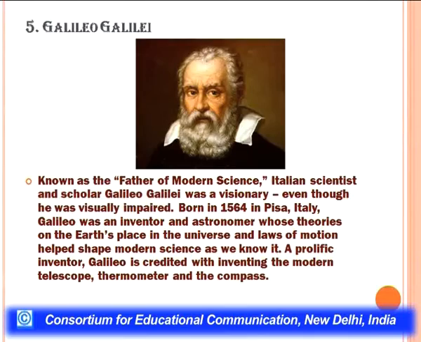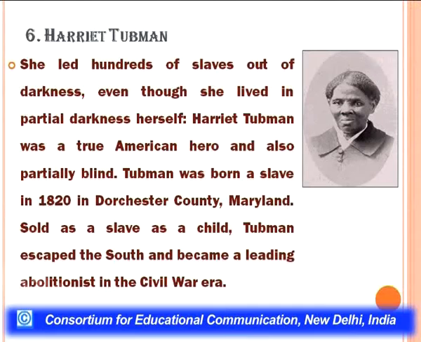Another very famous personality was Harriet Tubman, and she led hundreds of slaves out of darkness, even though she lived in partial darkness herself. She was a social activist, a true American hero, and though she was partially blind. She was born a slave in 1820, sold as a slave as a child, but she escaped the South and became a leading abolitionist in the Civil War era.